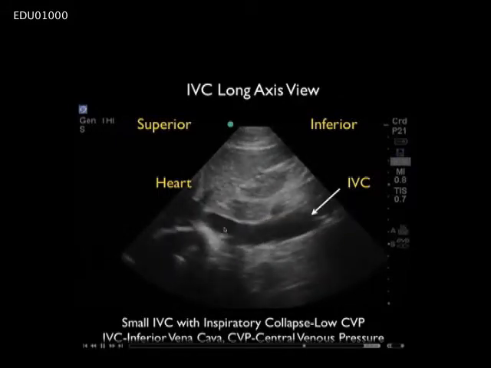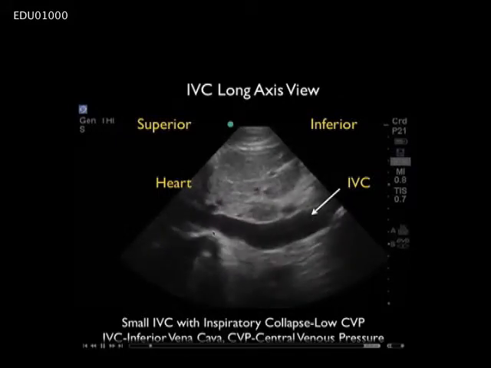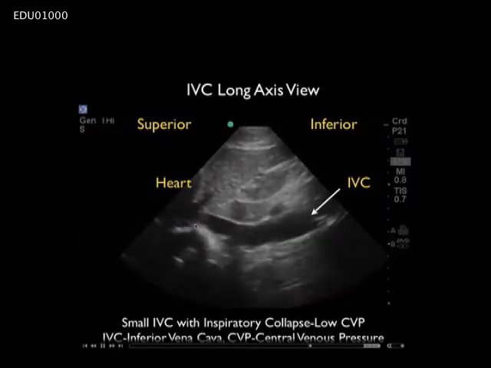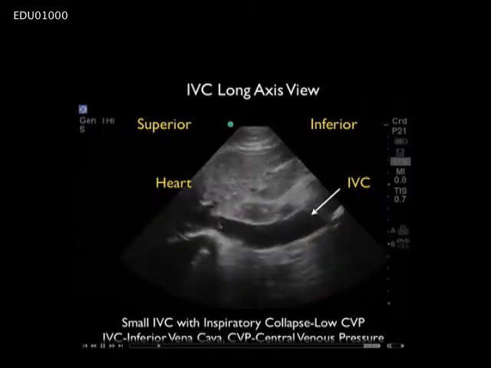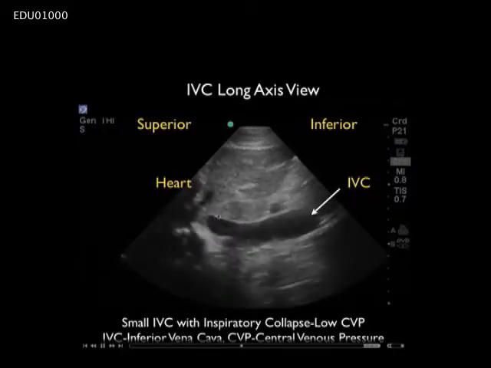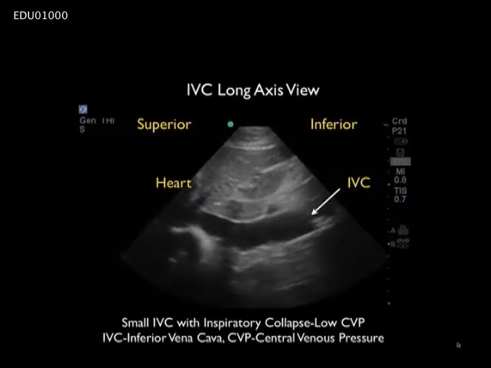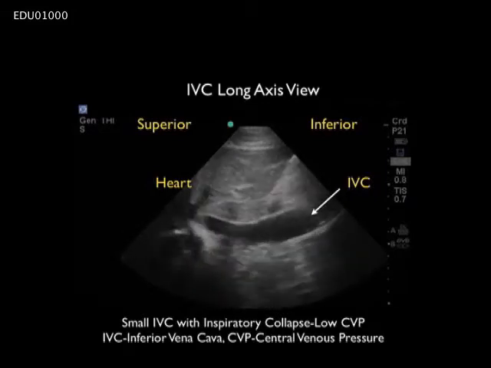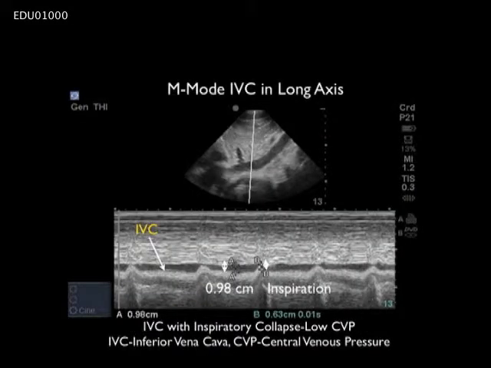And with a small indicator arrow, I'll show the area where we should generally measure the IVC. That's 2 centimeters distal to the confluence of the IVC to the right atrium, just inferior to the confluence of the hepatic veins with the IVC. So a CVP less than 10 centimeters of water with inspiratory collapse of the IVC.